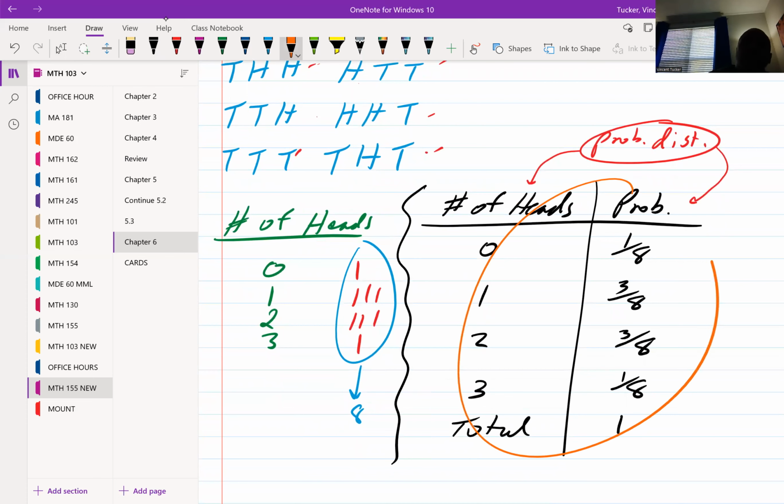All right, and then over here is our probability distribution. We have the number of heads, 0, 1, 2, 3, and then the probability is a 1 out of 8 chance of getting 0 heads, 3 out of 8 chance to get 1, 3 out of 8 chance to get 2, and then 1 out of 8 chance to get 3 heads.